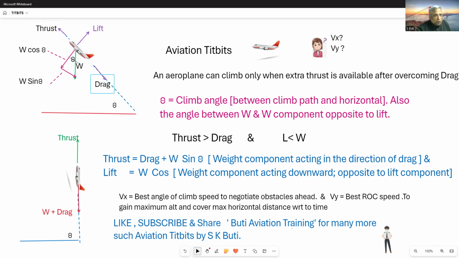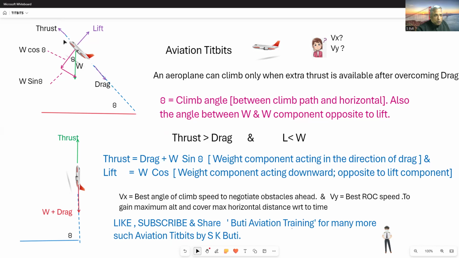As theta keeps on increasing, the value of W sine theta, that means that part of the weight which is joining hands with the drag, keeps on increasing, and the lift requirement keeps on decreasing. Who would believe that during a climb, the lift requirement is less than the weight? Ask any of your friends for the first time. They'll say, no, not possible, but it is. Then what is the aerodynamics during climb? Lift is less than the weight, but the thrust is more than the drag.